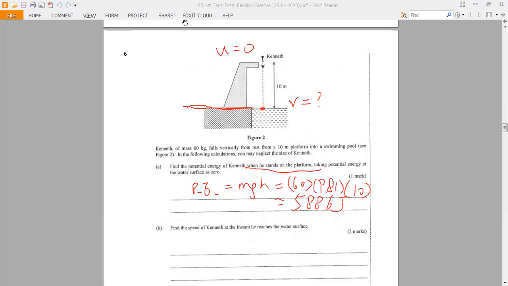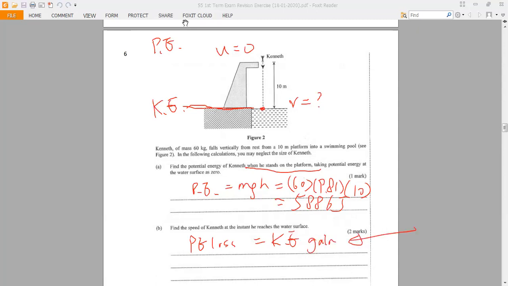Compare the energy at the top. At the top, it has PE only. And when it goes to the ground level, it has no potential energy, but it has kinetic energy only. So what you can write is PE loss is equal to KE gain.